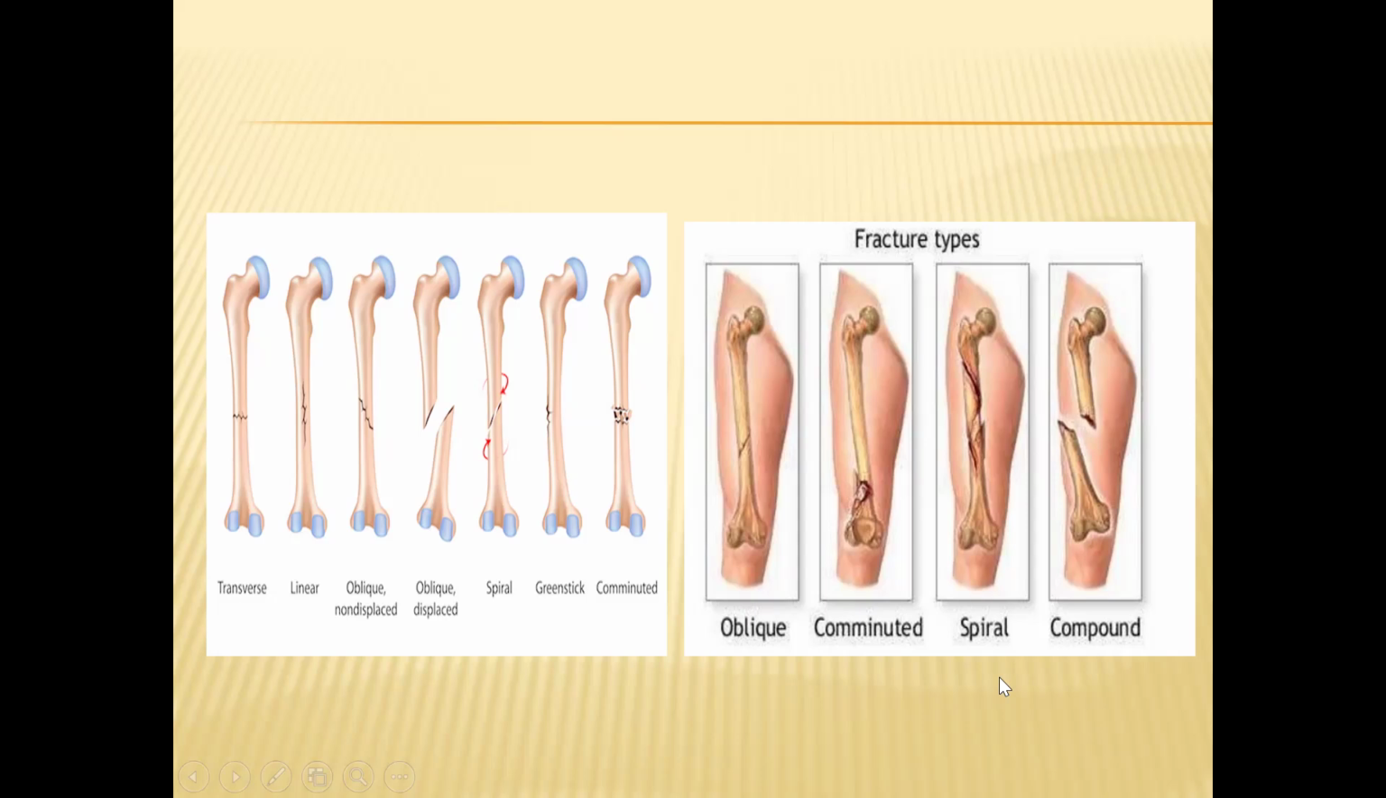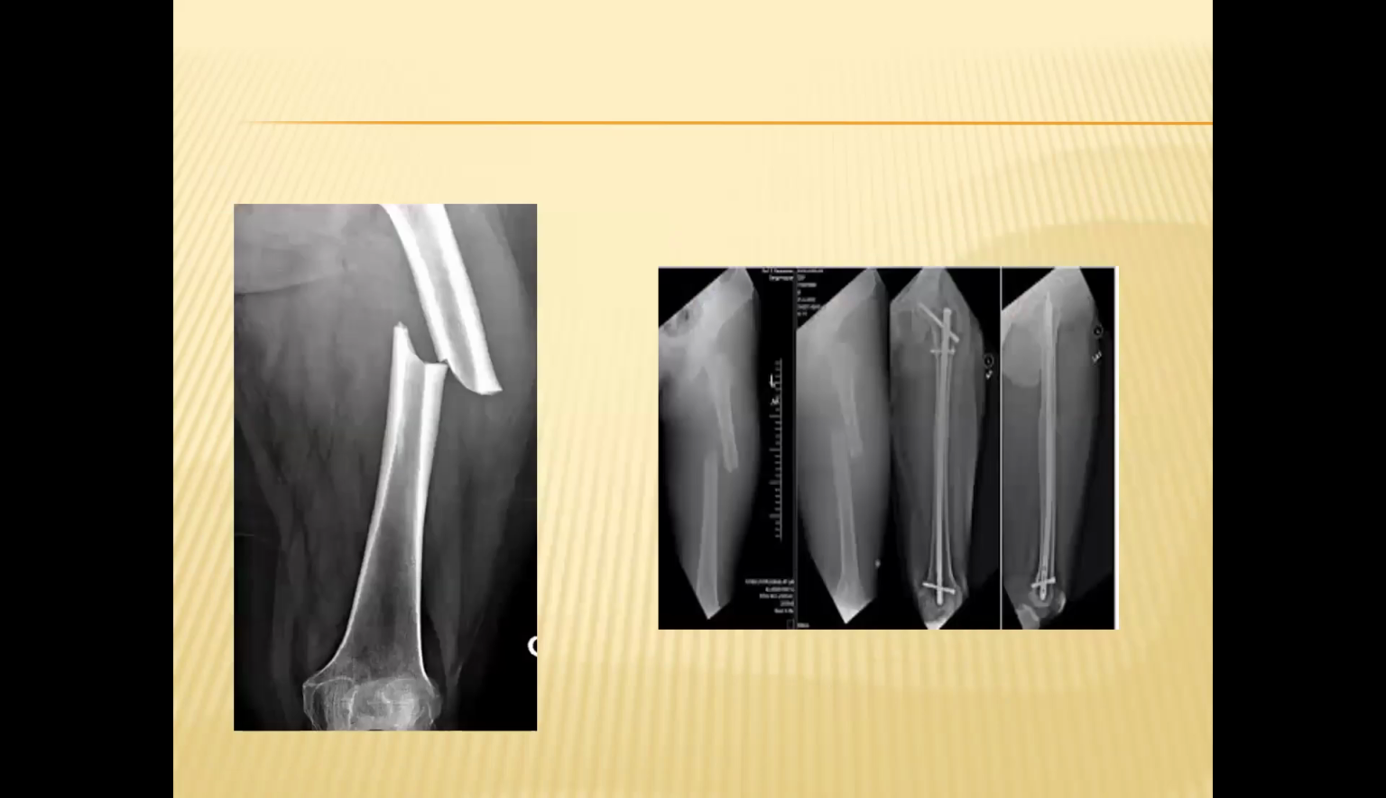So there are some radiological pictures showing the fracture of the shaft of the femur. The first picture shows the displaced fracture of the shaft of the femur. These are complex comminuted fractures. And this is the spiral type of fracture, which occurs when there is a rotational force.